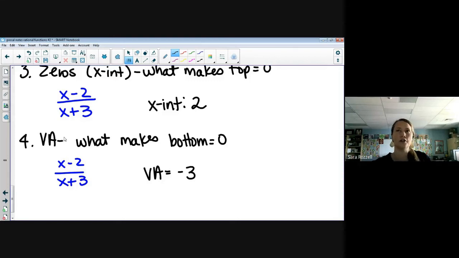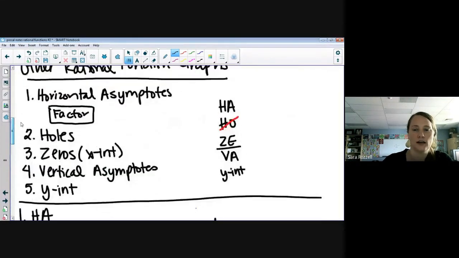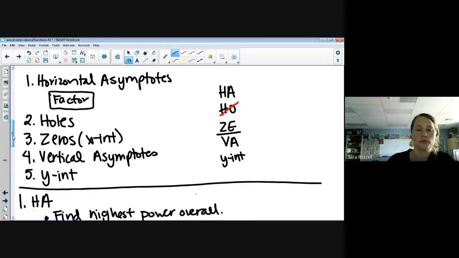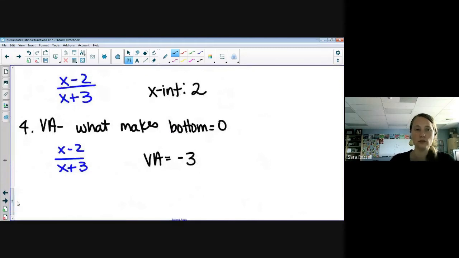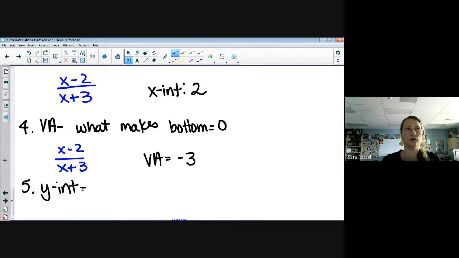One thing I want to show you real quick, I know you're still writing this down. If you look back up at what I wrote on the side with my initials, I crossed out the holes. I put zeros on top and vertical asymptotes on bottom because zeros come from the top. I always separate those with a line. Vertical asymptotes are on the bottom. So that helps me remember when I write this in this order. I do that first with my powers. That's what gets canceled. This is from the top. This is from the bottom. And then y-intercepts we'll do right now. Hopefully that little picture helps y'all out. We do y-intercepts just like always. You plug in a 0 for your x's.